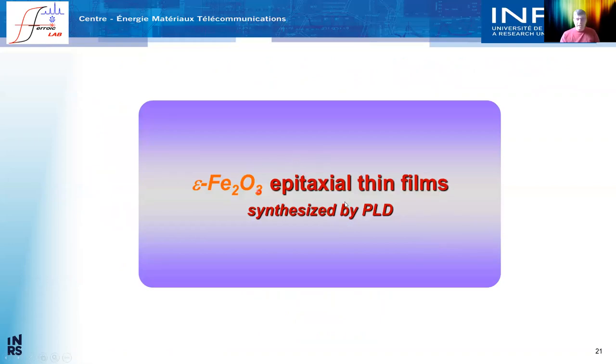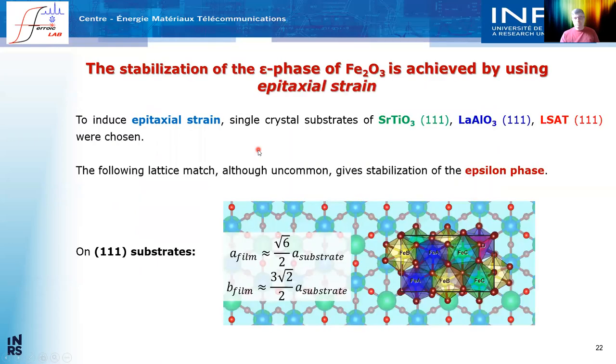Well, we can do epitaxial thin films of epsilon ferrite. As I said, it was done as nanoparticles because it's stable in a very small size domain, but few groups in the world, we were the second one, were able to stabilize the metastable epsilon phase by epitaxial strain. When you do that, you have an epitaxial relationship, which is pretty complex, like that on the 111 substrate, where we have used three different 111 substrates to play with the epitaxial strain.